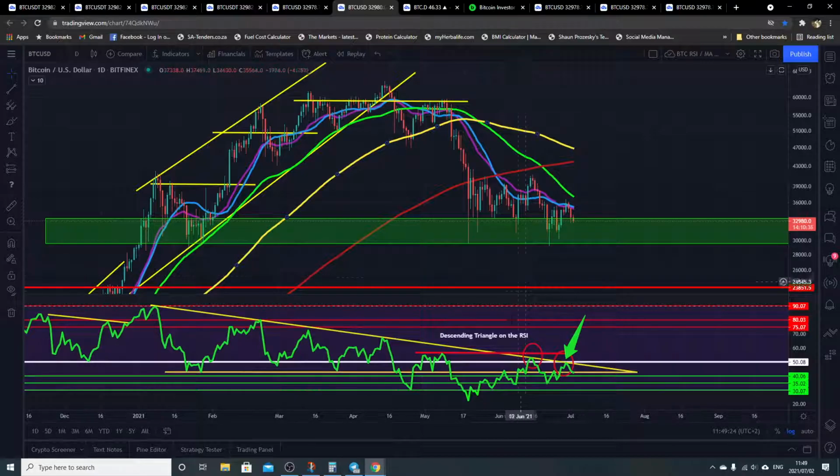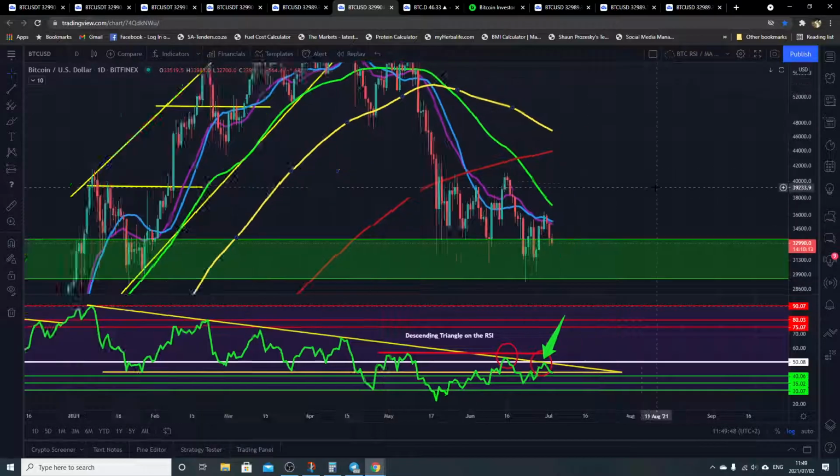On the stock RSI, we're having the same scenario. And on the MFI, we've got the same scenario. We've got the bullish divergence. Now, for this to play out, guys, it's going to take anything from 1 to 3 weeks to play out on the daily chart.